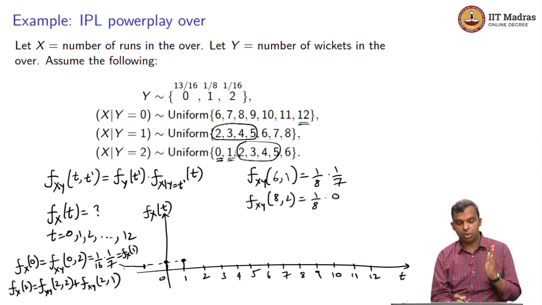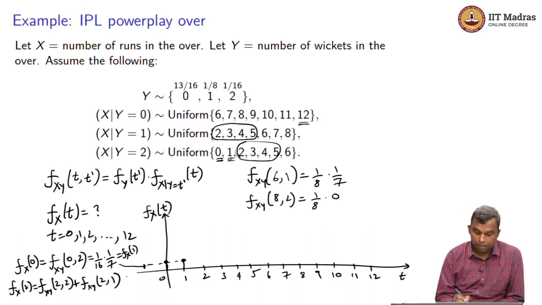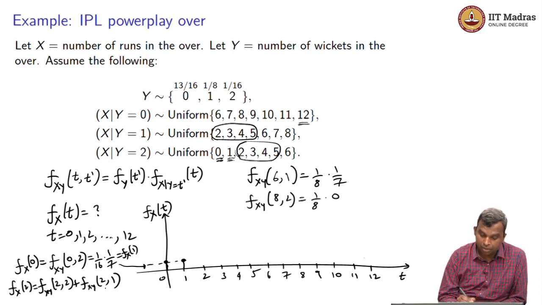That is the rule. The marginalization rule is you keep the value you want fixed and sum over the values taken by the other random variable, whatever is possible. If that is not possible, then the joint PMF is 0, you do not have to add. So there is no problem there. So what is each of these values? The first one is 1 by 16 times 1 by 7. The second one is actually y equals 1, so that is 1 by 8 times 1 by 7. If you add these two, you will get something.